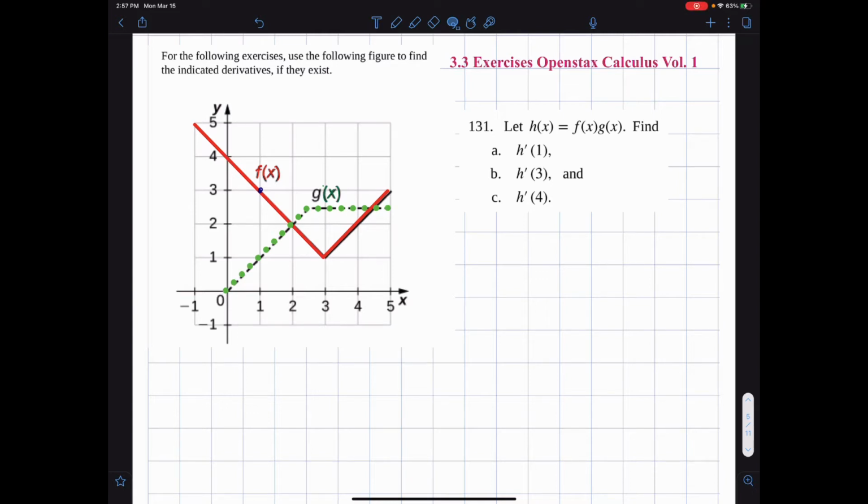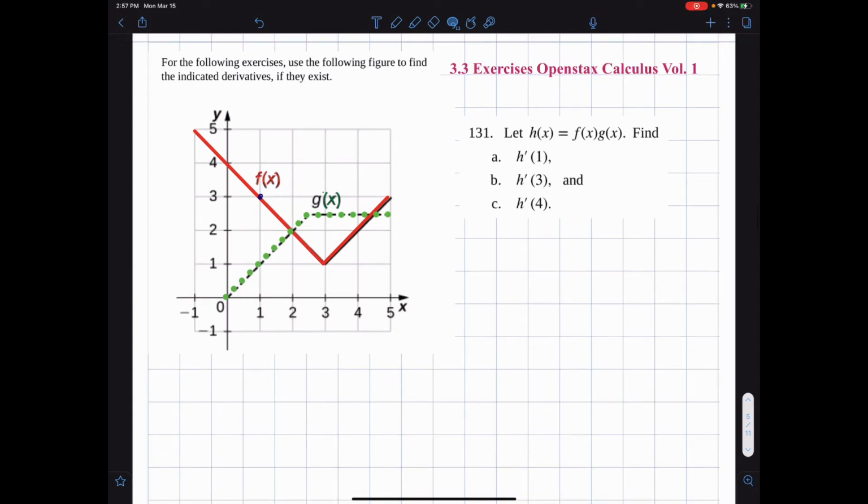All right, this is a problem from OpenStax Calculus Volume 1, Section 3.3. What we have is this figure which shows the graphs of a function f, in red, and then a function g, in green with dots.